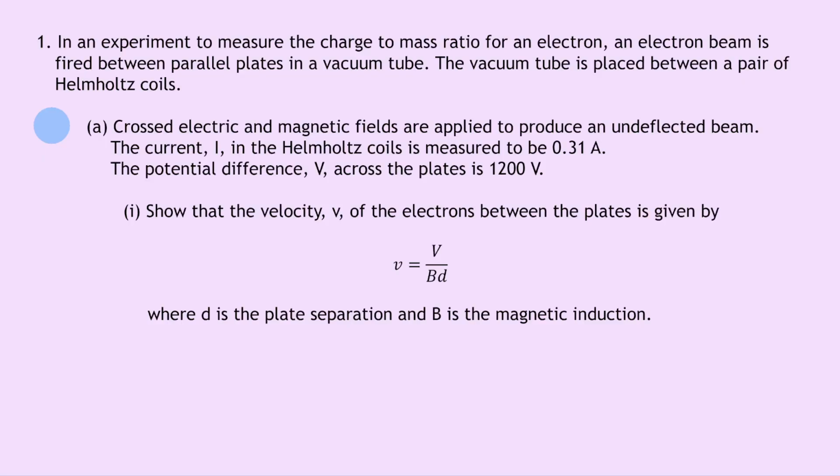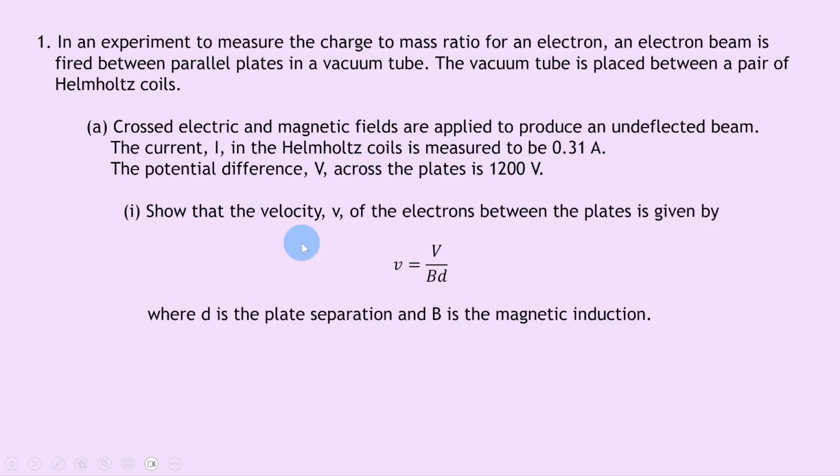In our one and only example it says, in an experiment to measure the charge to mass ratio for an electron, a beam is fired between parallel plates in a vacuum tube. The vacuum tube is placed between a pair of Helmholtz coils. Part A says crossed electric and magnetic fields are applied to produce an undeflected beam. The current I in the Helmholtz coils is measured to be 0.31 amps. The potential difference V across the plates is 1200 volts.